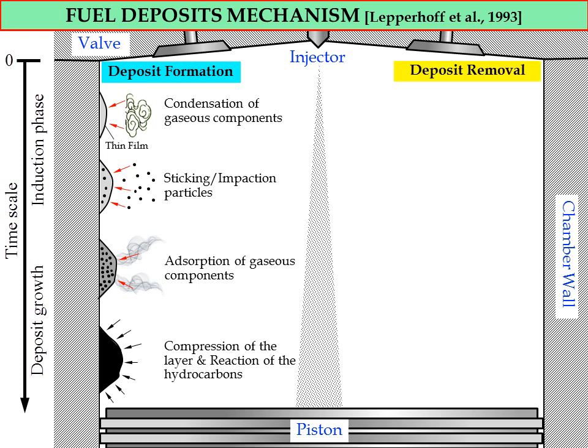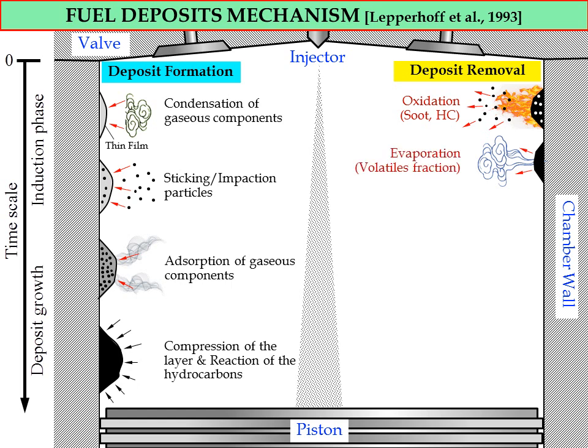Okay, the second mechanism refers to the deposit removal mechanism, where these two mechanisms, deposit formation and deposit removal, will continuously occur during the combustion process in a diesel engine. So for deposit removal, we have different types. The first type of deposit removal is due to the oxidation of soot particles and also oxidation of hydrocarbon inside the deposit that sticks on the chamber wall.